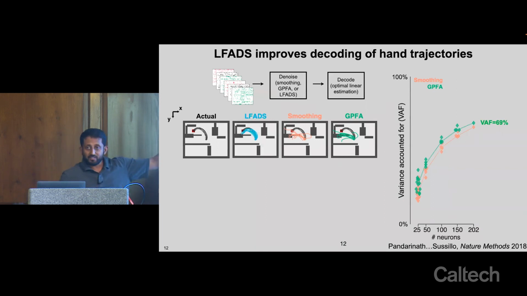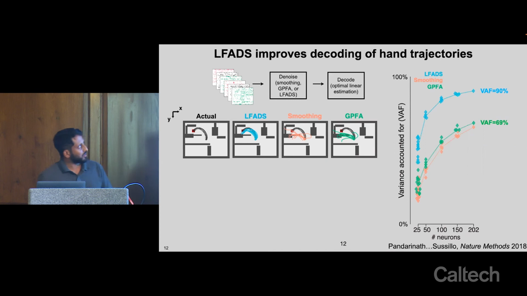Alternatively, we can take the data and first denoise it with LFADS, and then use the same very simple linear decoding methods. So unsupervised modeling of the data to denoise it, and then linear estimation to decode it. Now you can see the trajectories we're getting are a lot more consistent with what the monkey's arm was actually doing, even though the network didn't know anything about the behavior. We can quantify that, and now we're capturing about 90% of the behavioral variance.